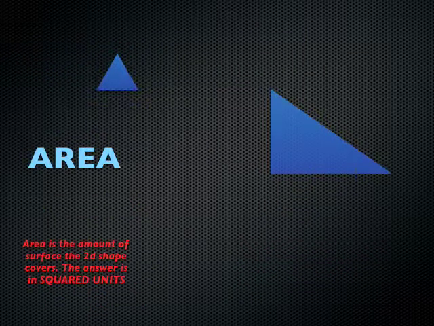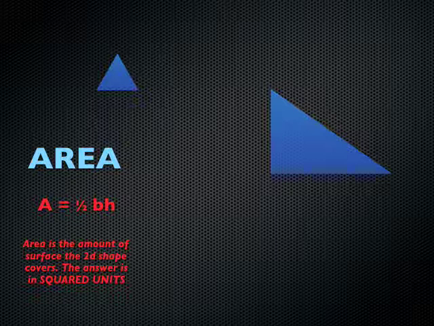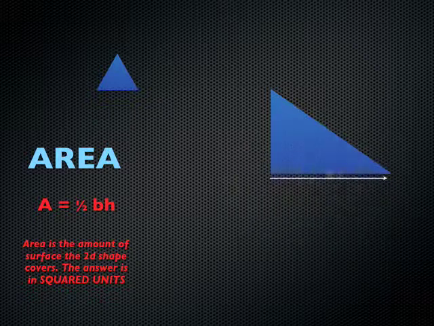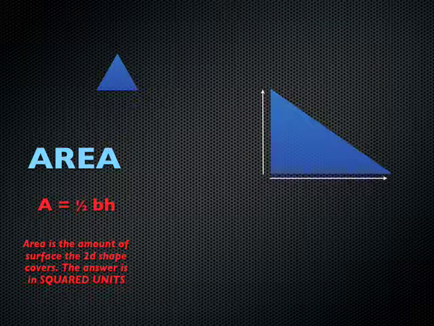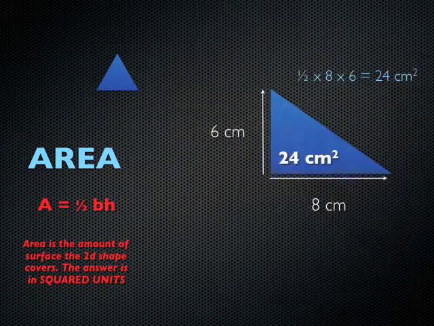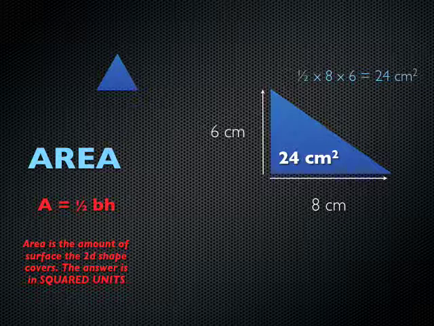Let's have a look at triangles. The area, and I'm going to remind you again that the area is the amount of surface a two-dimensional shape covers, and the answer is always in squared units, even with triangles. And for a triangle, the area is half the base times the height. Let's have a look at the right-angled triangle on the right there. That is the base down the bottom, and the height, as you can see, goes from the bottom straight to the top there. Our base is 8 centimeters and our height is 6 centimeters. So a half times 8 times 6 equals 24. Our units are centimeters, and as I said before, our answer for area must be squared. So the answer is 24 centimeters squared.